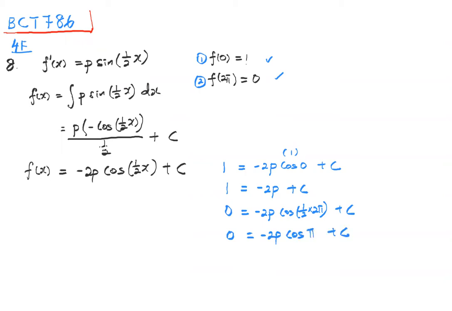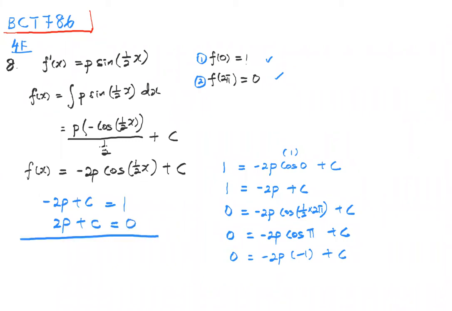What is cos pi? Negative 1. So I substitute. So this is equal to 0 equal to negative 2p times negative 1 plus c. So now I got two equations. That is negative 2p plus c equal to 1, and 2p plus c equal to 0. So I solve these two equations.